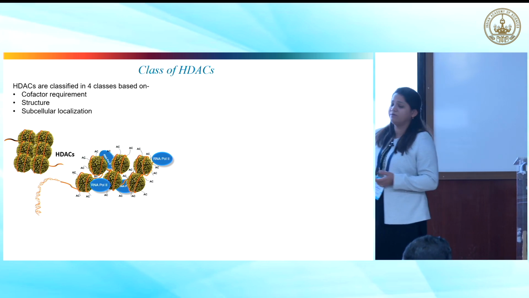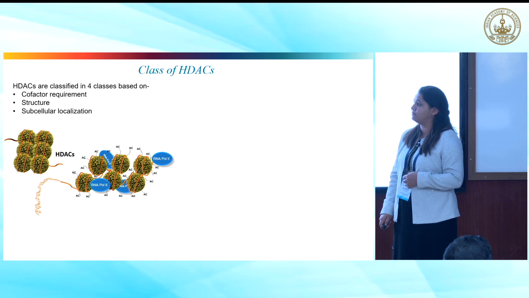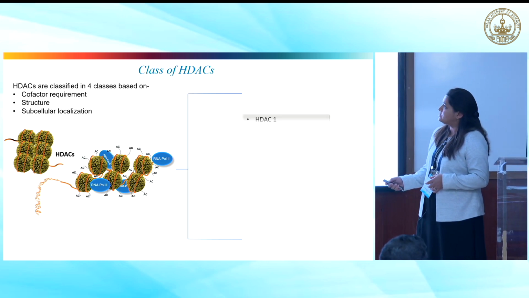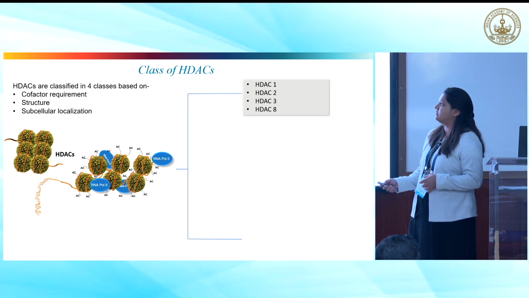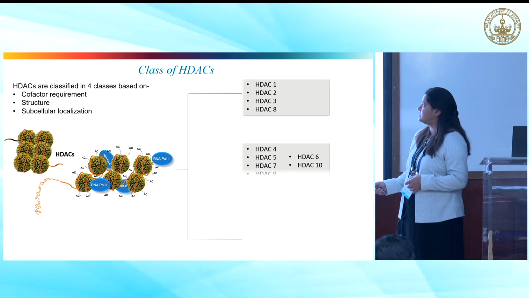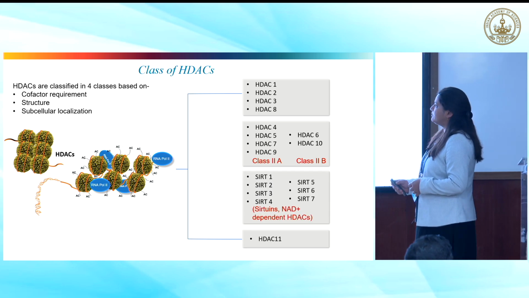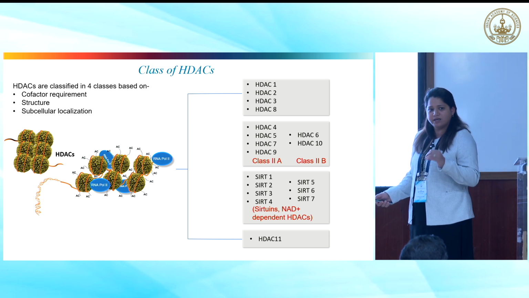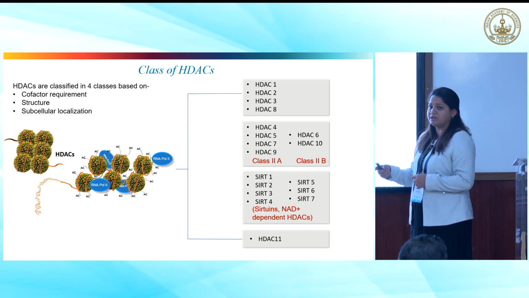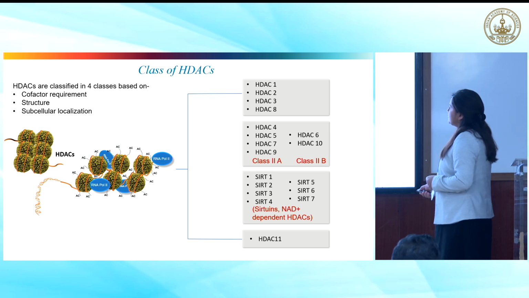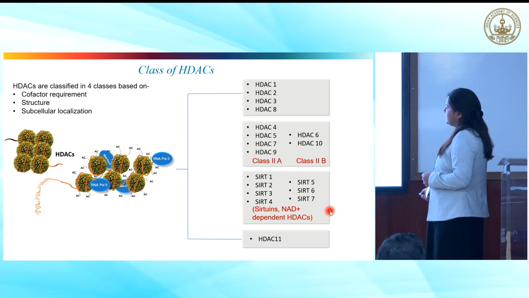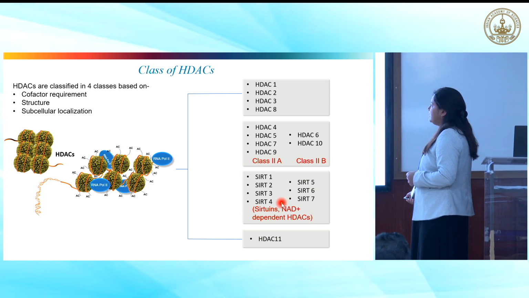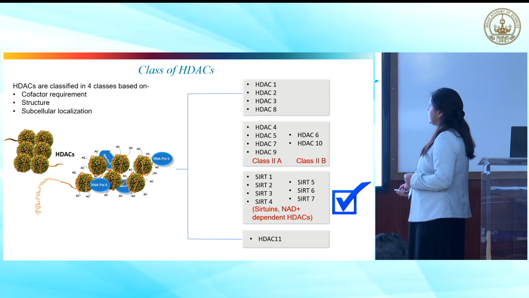Our research group has been working on histone deacetylase proteins and their modulators. What are histone deacetylase proteins? Based on cofactor requirement, structure, and subcellular localization, they can be divided into 4 different classes. These are proteins present inside the nucleus, and in short they are important for the survival of cells because they participate in DNA synthesis. If you see over here, these are the NAD plus dependent histone deacetylases present in mammalian cells, and we are mainly interested in this class of proteins.